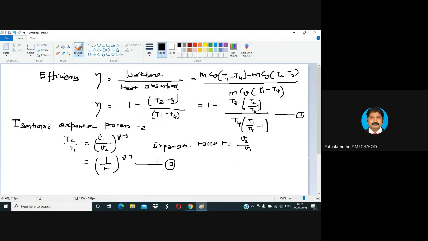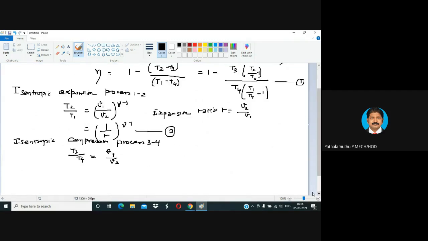Similarly, isentropic compression process 3 to 4: T3 by T4 equal to V4 by V3 power gamma minus 1. So from that equal to 1 by R power gamma minus 1. Hence, compression ratio R equal to V3 by V4. Take this as equation 3.